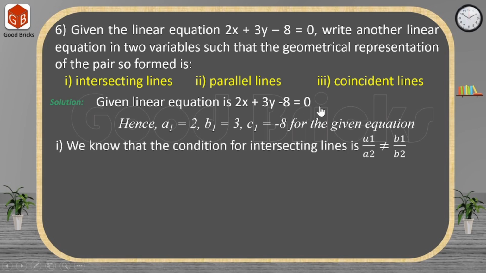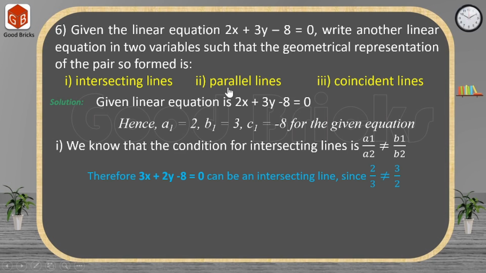So the condition for that is a1/a2 is not equal to b1/b2. So this condition we need to meet to write the intersecting line for this given equation. So now see here on the screen, 3x + 2y - 8 = 0. This equation is going to intersect this given line equation. Why? Because 2/3 is not equal to 3/2. So we are meeting this condition. So whenever we are meeting this condition, then that line equation is going to intersect this given line equation.